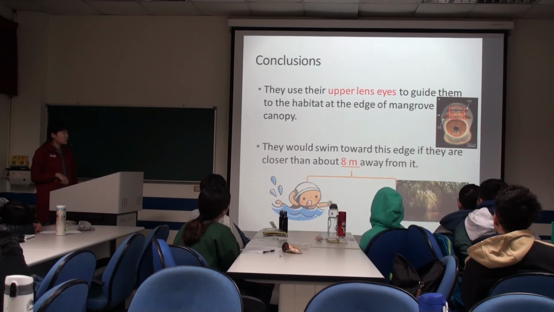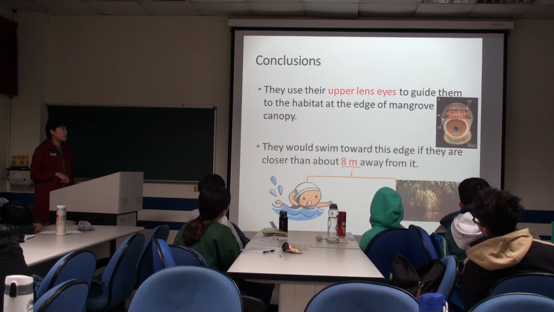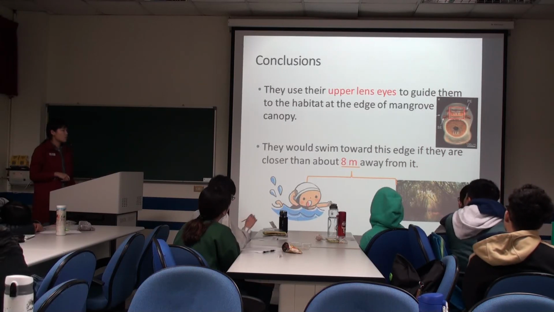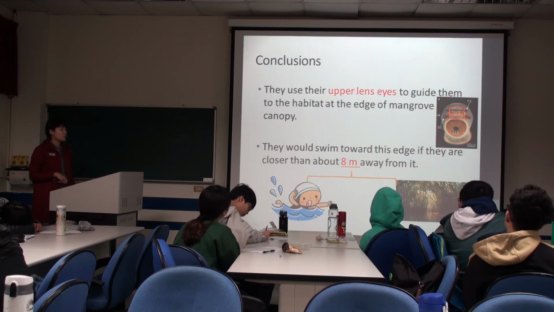Here are my conclusions. The first one, they use their upper lens eyes to guide them to the habitat at the edge of the mangrove canopy. The second one is they will swim toward this edge if they are closer than about 8 meters away from it.